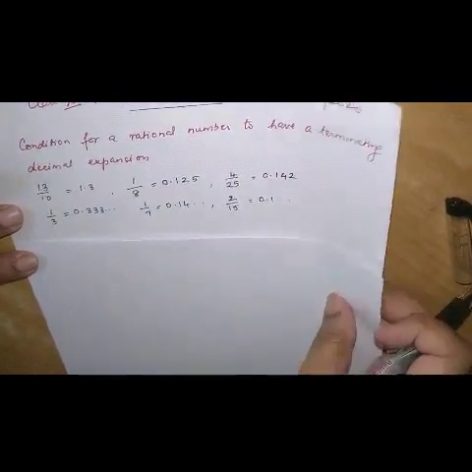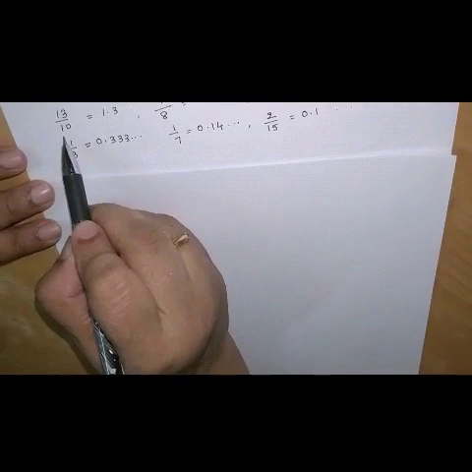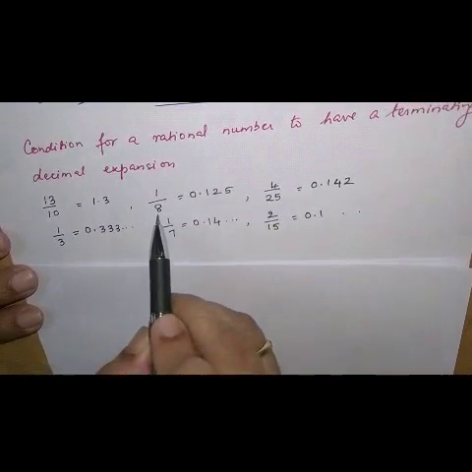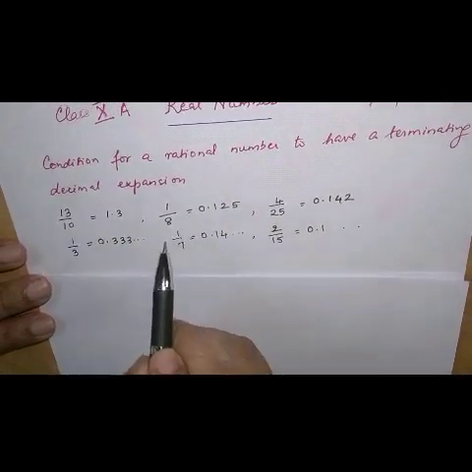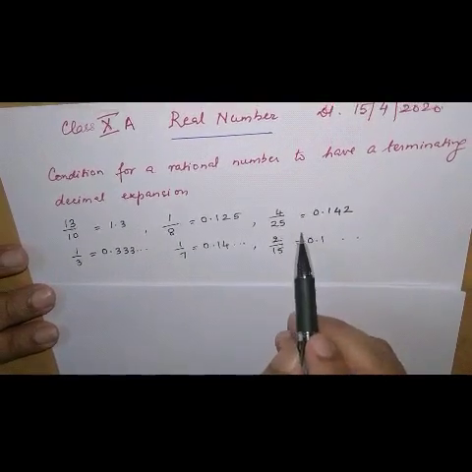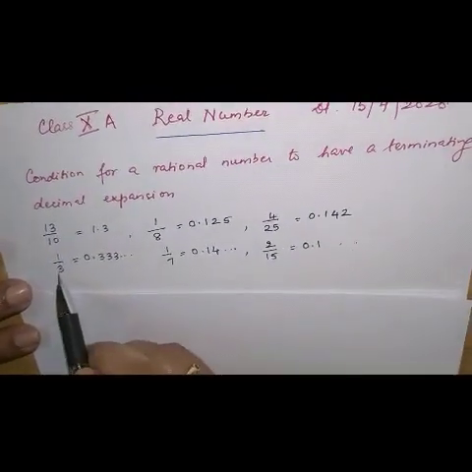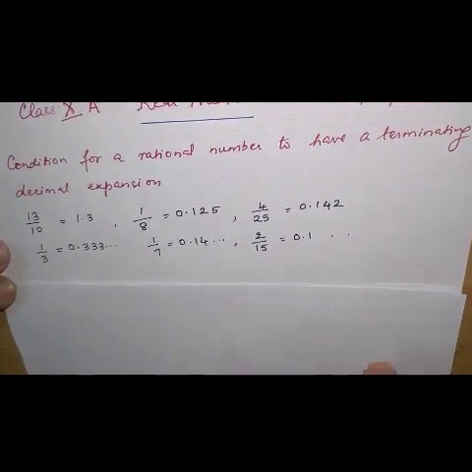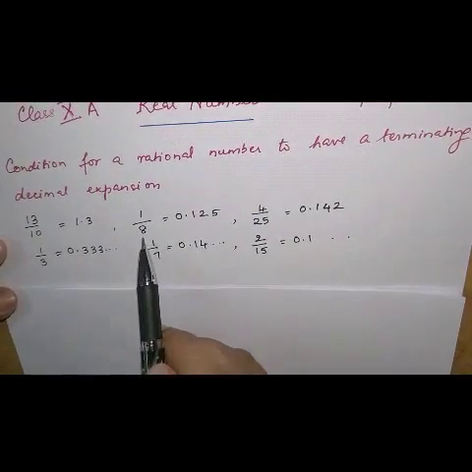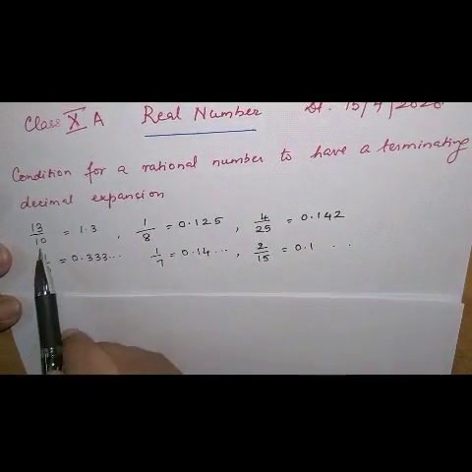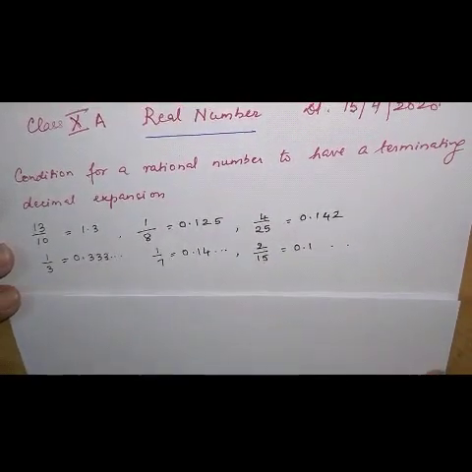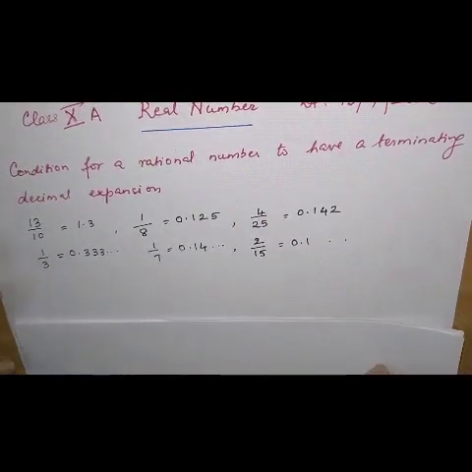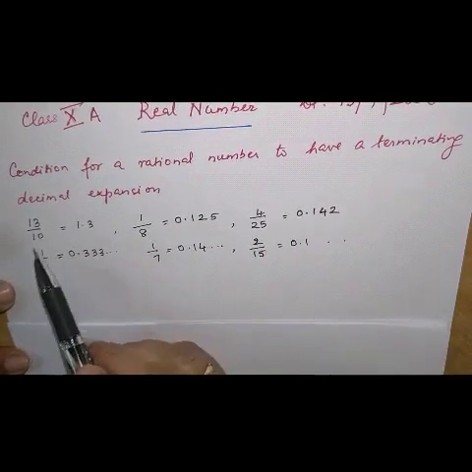So let us observe the denominators here. In this, the denominator is 10 and the prime factors are 2 and 5. Here the denominator is 8 and the factor is only 2. And the denominator is 25, the factor is 5. Whereas here the denominators are 3, 7, 3 and 5. So what you see, when the denominator is only 2 or only 5 or 2 and 5, that means the decimal expansion is terminating.